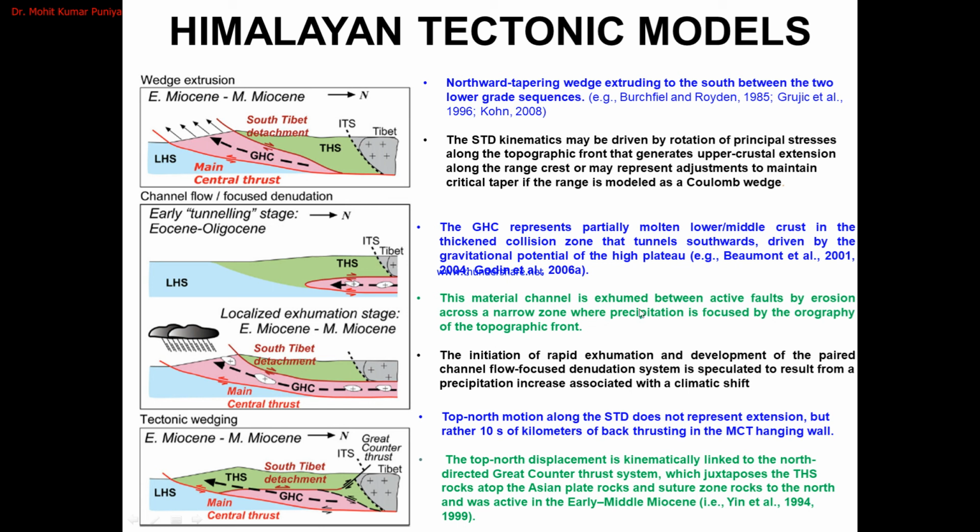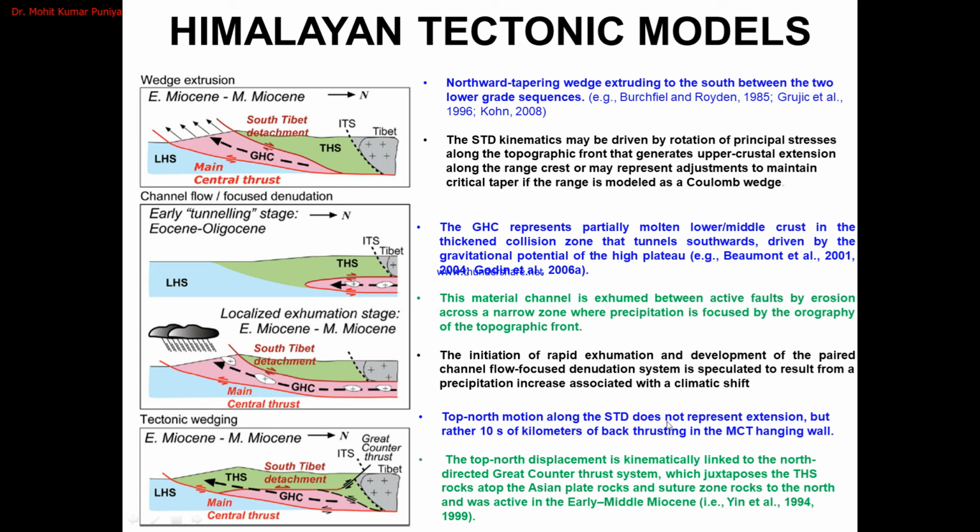This material channel is also known as channel flow. So this channel is exhumed between active faults by erosion across the narrow zone, as we have already discussed. The initiation of rapid exhumation, or paired channel flow focused denudation system, is speculated to result from a precipitation increase associated with a climatic shift.